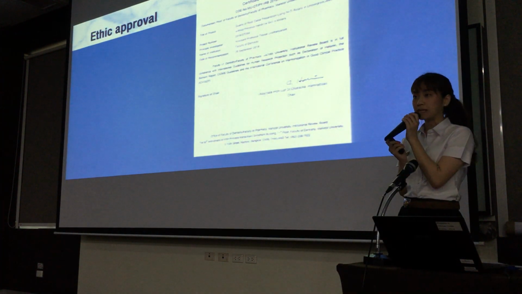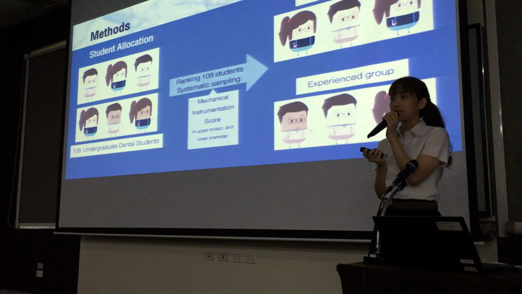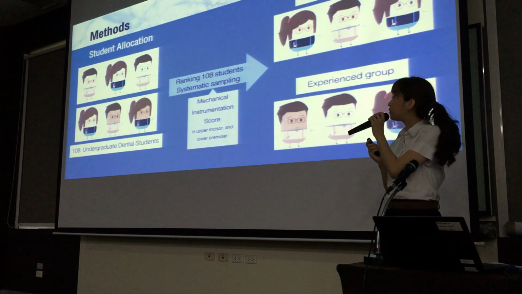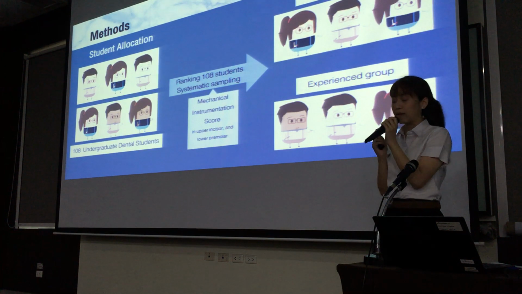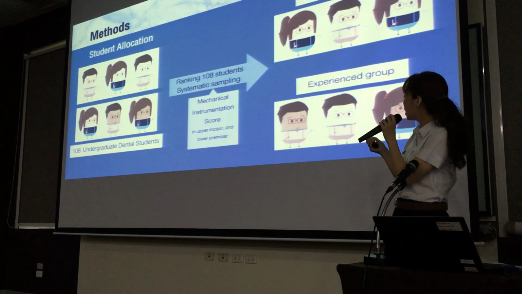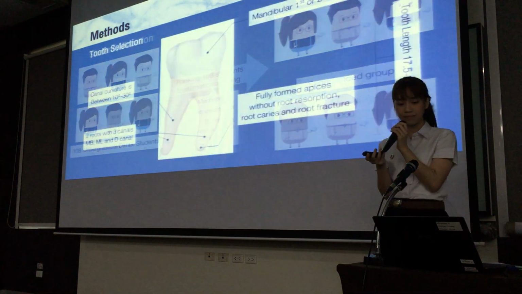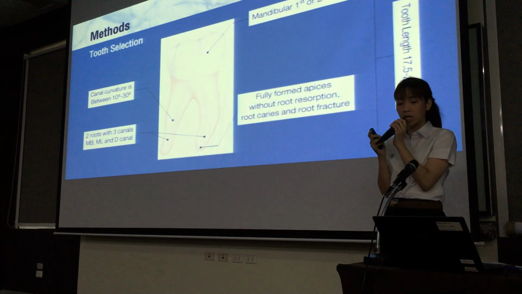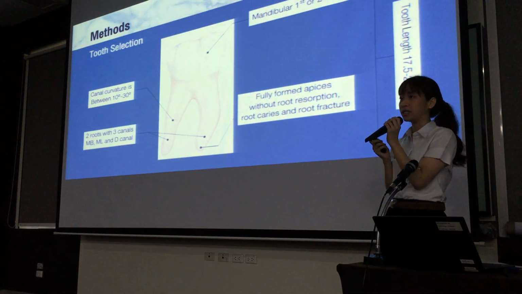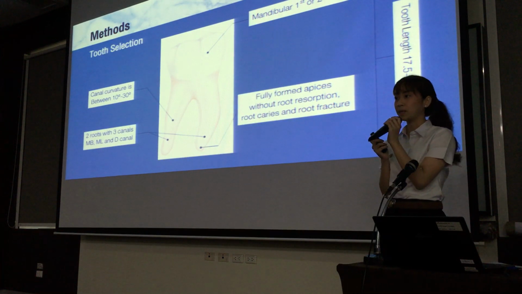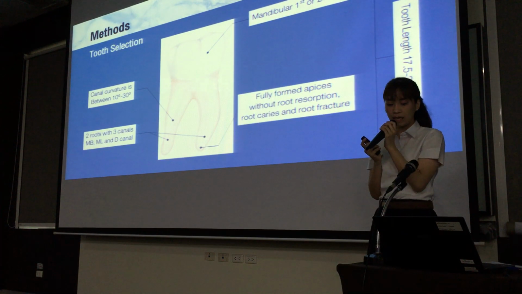Our study was ethically approved by the ethics committee. For the student allocation, 184 dental students were ranked according to their GPA score. Then they were allocated into two groups, the inexperienced group and the experienced group, by systematic sampling. The teeth used in our study had to be selected according to the following criteria. Briefly, they had to be mandibular molars with controlled length, canal curvatures, and number of canals.